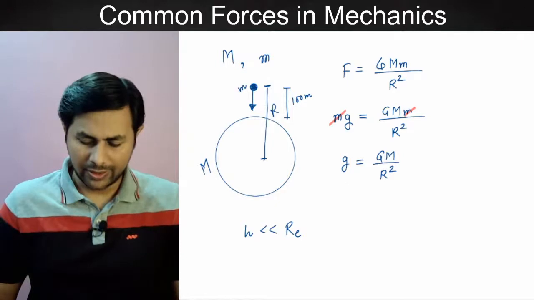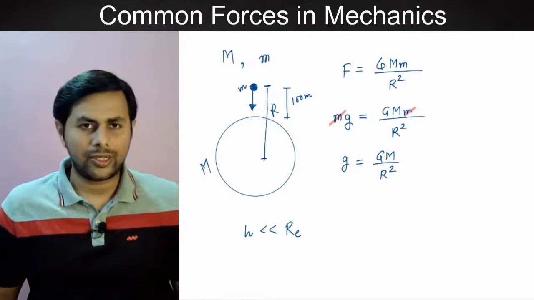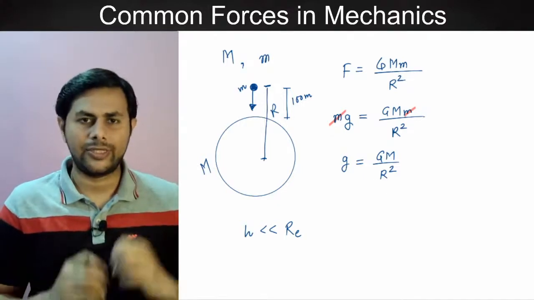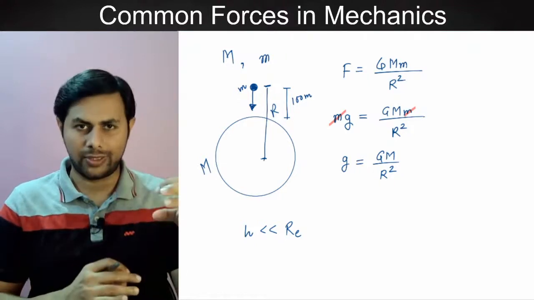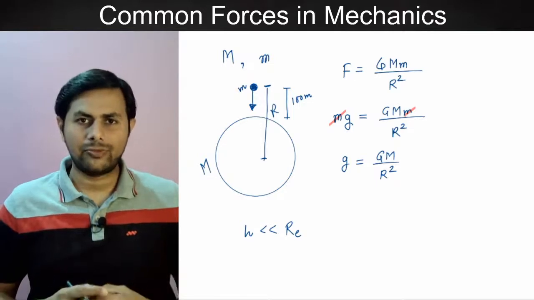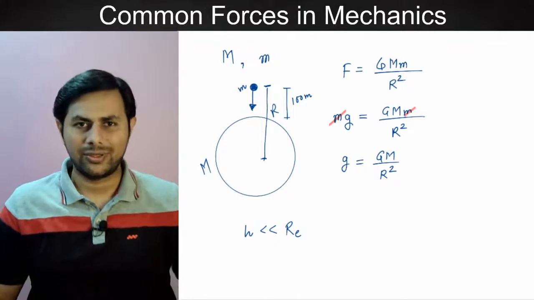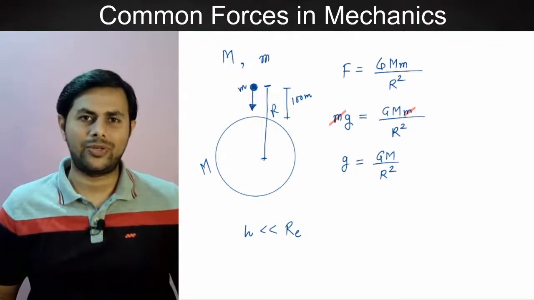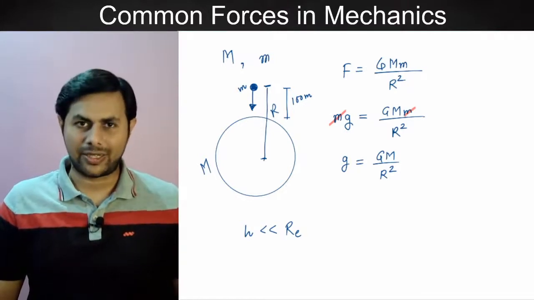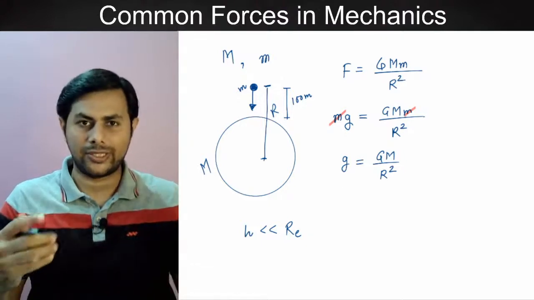So g depends on the universal gravitational constant, which is a constant, the mass of earth, capital M, and this r. So what is r? R is the distance between two bodies. But in practice, for small heights, for 100 meters or so, we consider g to be equal to what? 9.8 meters per second squared. So how is this justified? Actually g should change as the distance between two bodies changes.